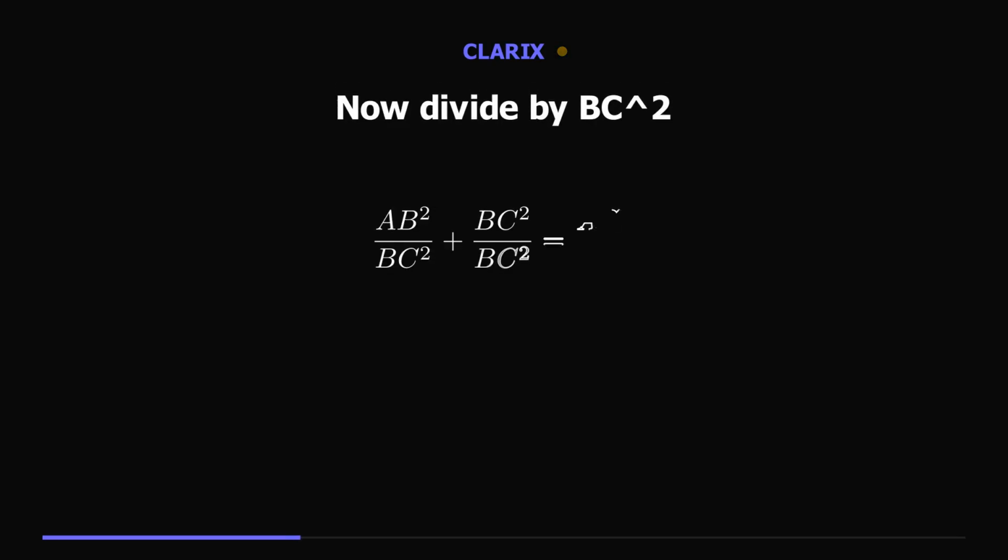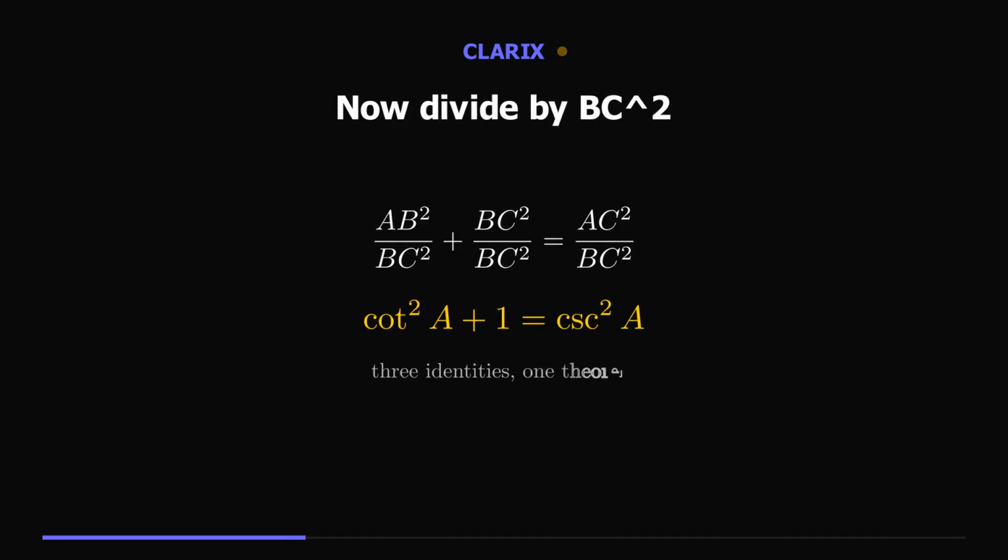Divide the same relation one more time, now by BC squared, the opposite squared. The first term becomes cot²A, the second becomes 1, and the right side becomes cosec²A. So 1 plus cot²A equals cosec²A. Three identities, all from the single Pythagoras theorem. That's why they're so easy to remember. If you ever forget one, just redivide.